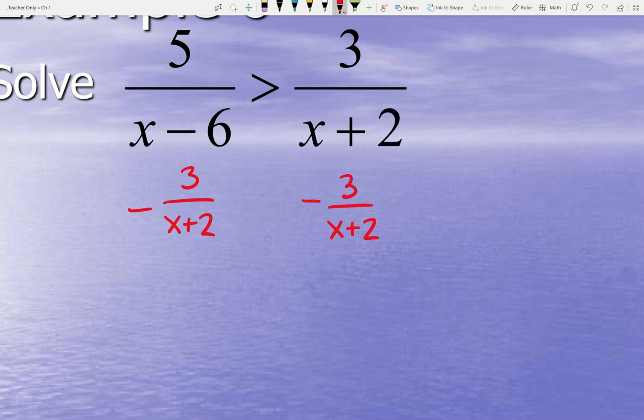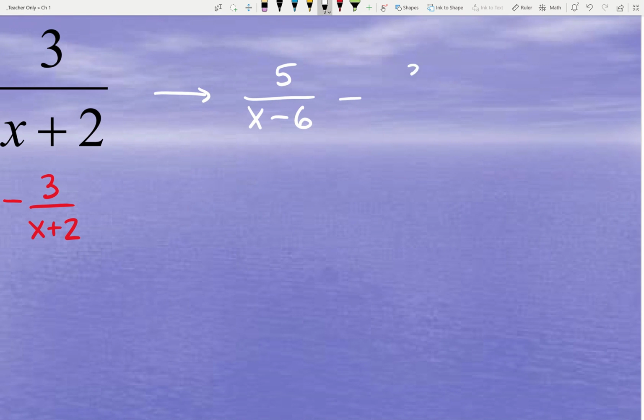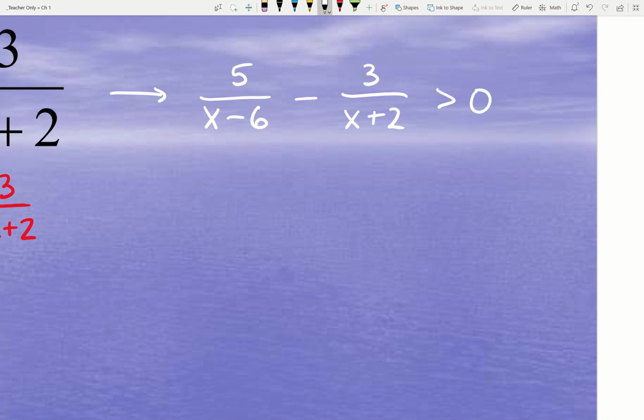So we'll do that here really quick. And again, when you do that on the right-hand side, you're going to get 0. On the left-hand side, you're going to end up here with 5 over x minus 6 minus 3 over x minus 2. Or sorry, plus 2. There we go. And that is all going to be greater than 0.